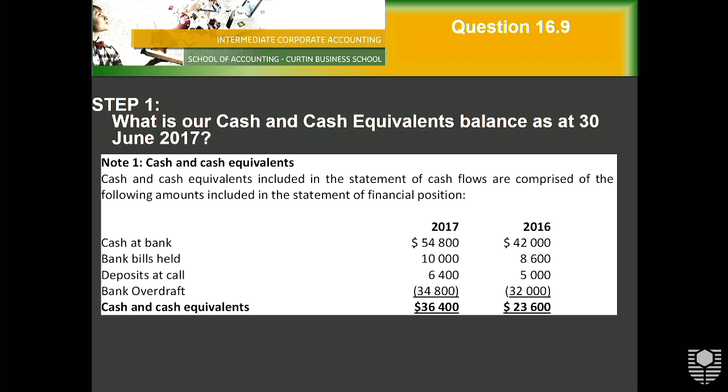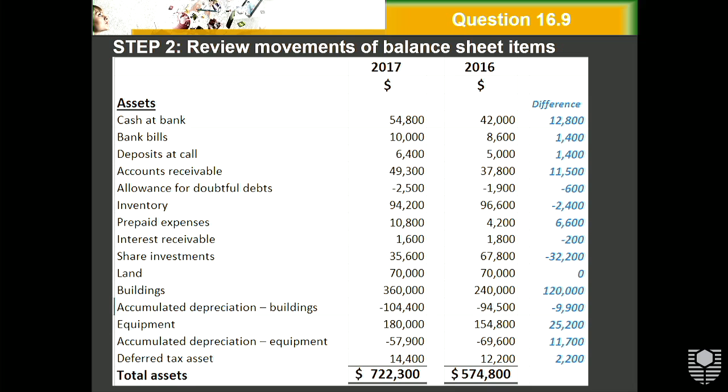Over the page, you've actually got the cash flow in your handout. So you can write notes as we're going along. Just put a note down at the bottom, that 36,400. That reconciles to your cash and cash equivalents. So let's peruse our balance sheet items and the movements there.